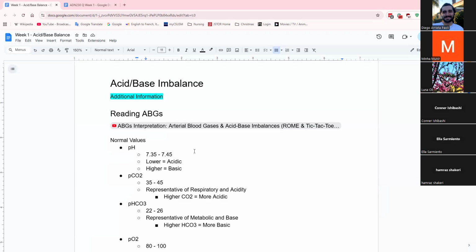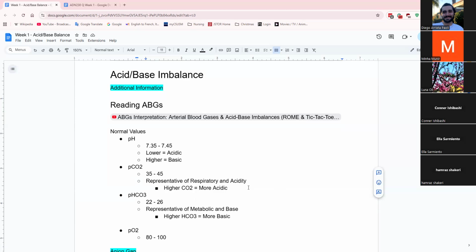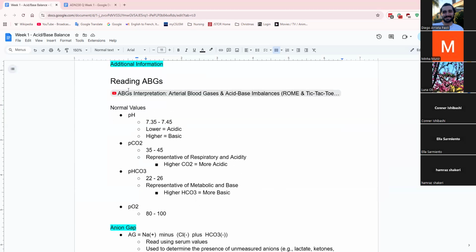Okay. And then to review some of the values that you're going to want to know, you're going to want to have the pH level memorized because you're going to be needing to interpret these things and they are not going to provide normal values for these labs. So an ABG is an arterial blood gas, so that is something that they will obtain using blood from an arterial line or just from a single time stick.